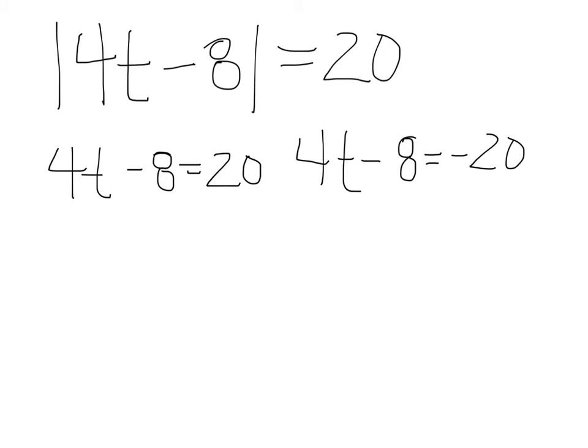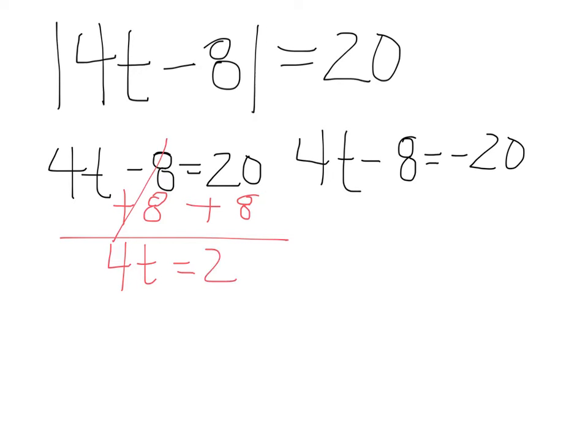Our first step in solving this equation is adding 8 to both sides. We do that on this equation. Negative 8 plus 8 cancels out, and you get 4t equals 28. Divide by 4, and t equals 7. So there's one solution. Then for our next equation, we add 8 on both sides.